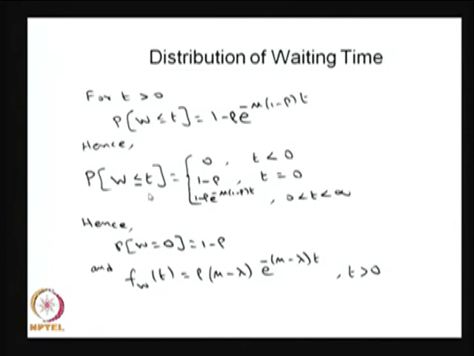Once you get the CDF, you can conclude this is a mixed random variable with the probability mass at 0 equal to 1 minus rho, and the density function over the interval 0 to infinity is rho times mu minus lambda times e power minus mu minus lambda times t. That is the probability density function for the distribution of waiting time.